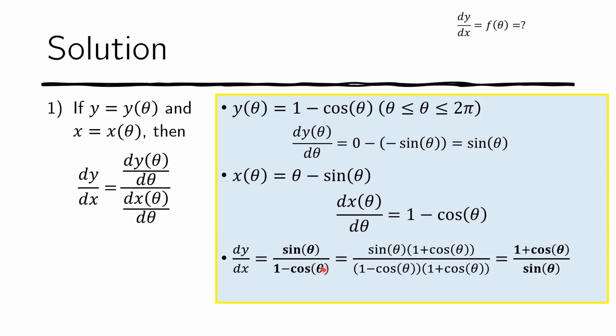And if you want to express it in a different way, then we can multiply the numerator and denominator by 1 plus cosine theta. That's just to make this denominator equal sine squared theta. So you'll see that that will become 1 minus cosine squared theta, which is just equal to sine squared of theta. So sine theta over sine squared of theta is just 1 over sine theta. So the numerator is left with 1 plus cosine theta. And now these are your answers.